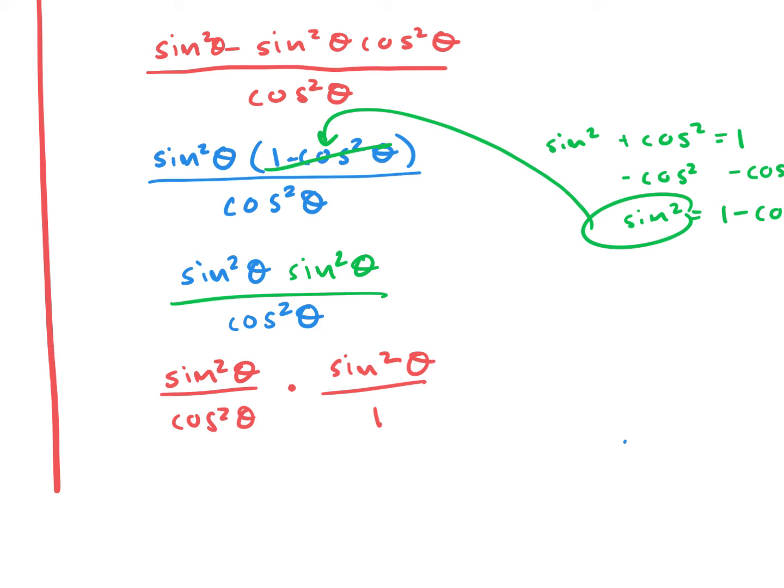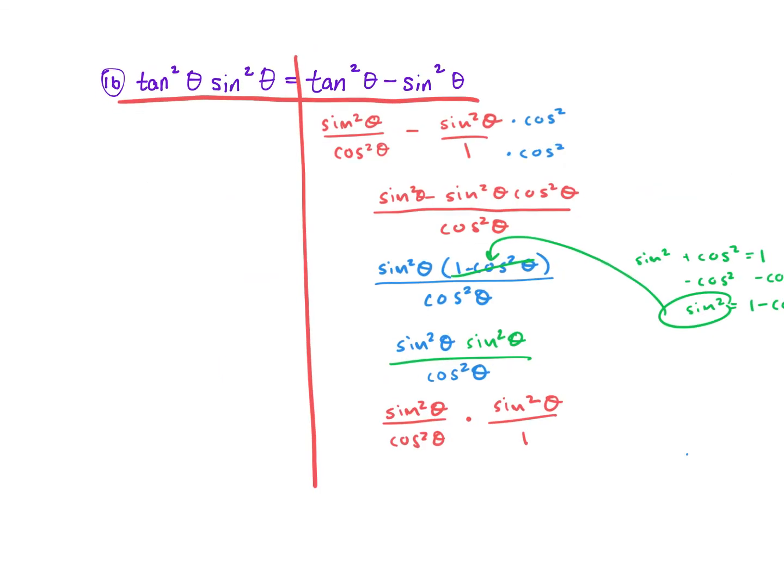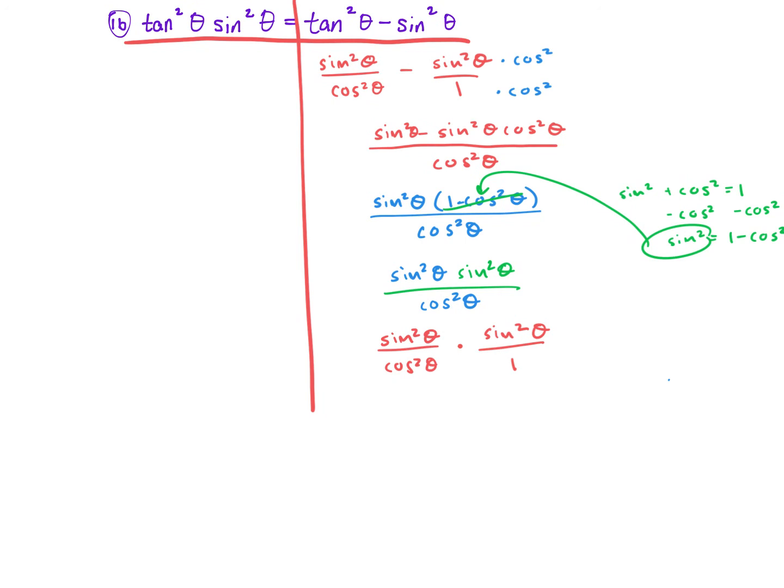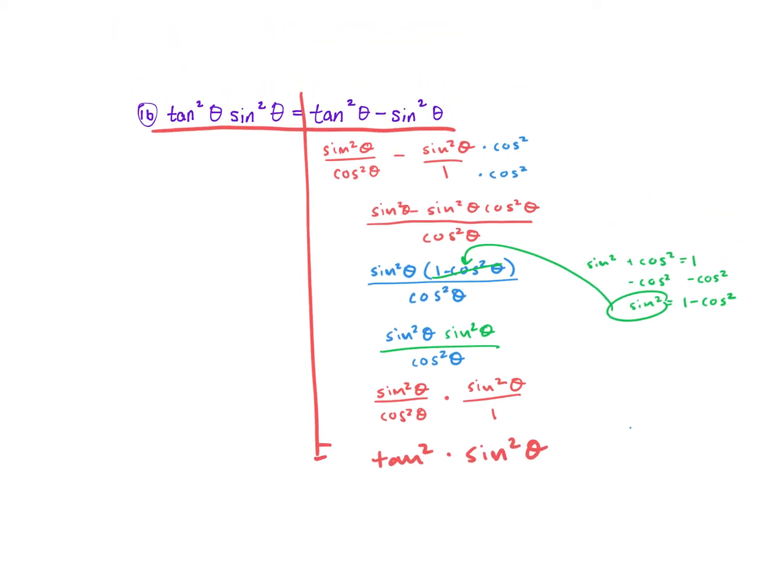So then, Logan, did you have a question? Amber, what did you do next? And then I just use the identity for tangent squared theta. So that's tangent squared times sine squared, which is our answer here.